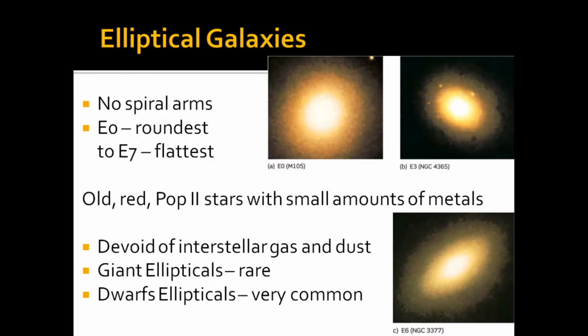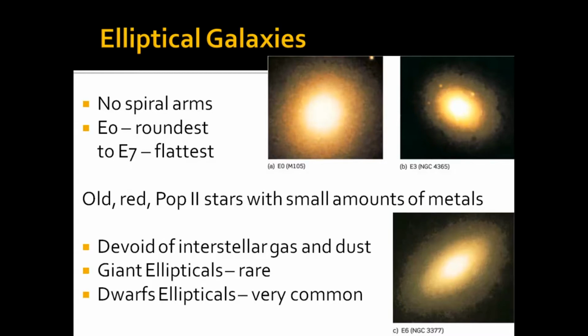Our third type of galaxy are the elliptical galaxies. These elliptical galaxies have no spiral arms. They're the rounder, fuzzier, red-looking galaxies. We classify these through numbers, going from E0 through E7. Capital E is the designation for elliptical. E0 galaxies are the roundest, and E7 galaxies are the flattest. These aren't really the true shapes of these galaxies, it's just how they appear to us from Earth.